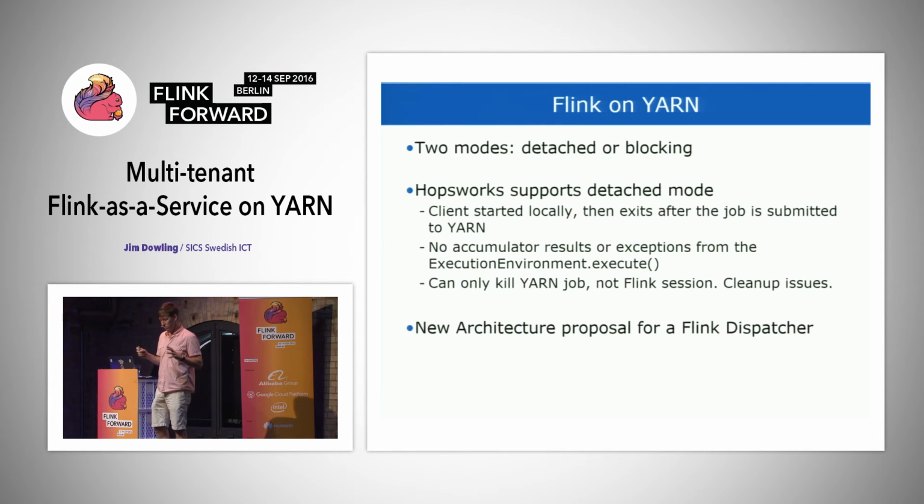Okay, so we're running Flink, we're running it on Yarn, we're running it in detached mode. And the way that it works is that basically when the client starts your Flink job, the Flink client has to run locally, and then it'll exit after the job has been submitted to Yarn successfully. That means we can't get back accumulator results from our web application. We can only say there's a Yarn job running, we can kill it. It's kind of a bit messy. It makes it more difficult to clean up your applications if you had to handle a kill message from Yarn. But there's a lot happening. Like there's this new dispatcher in the works which will resolve a lot of those issues for us.